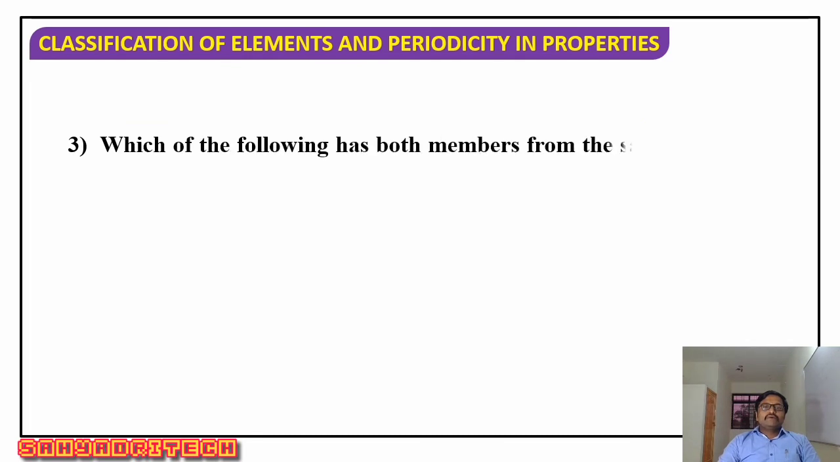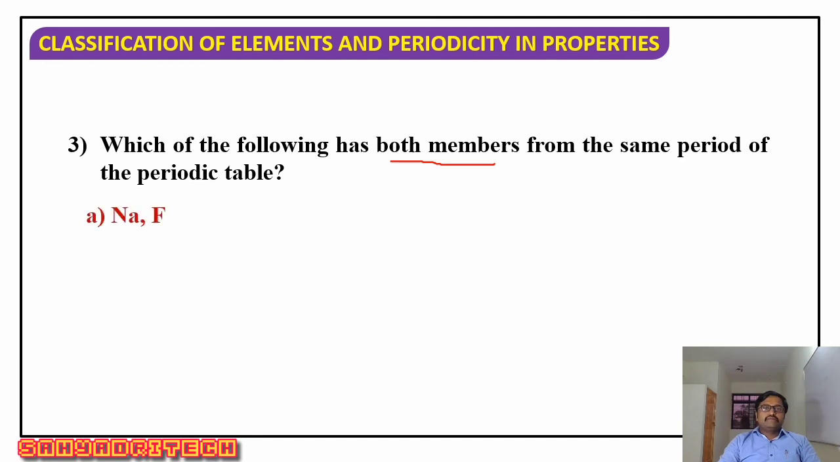Next, which of the following has both members from the same period of the periodic table? I will repeat the question. Which of the following has both members from the same period of the periodic table? Sodium and fluorine; next, magnesium and calcium; sodium and chlorine; and beryllium and aluminum. What is your answer? Sodium and chlorine is the answer. They are asking which pair belongs to the same period. Here sodium and chlorine is the right answer.